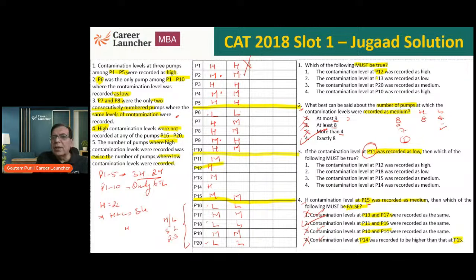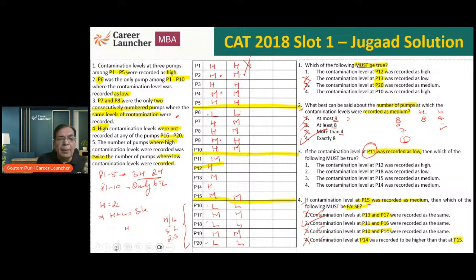Statement 2, contamination level at P3 was recorded as low. P13 is medium. That means statement 2 is wrong in one case, so it cannot be the answer. It must be true in all cases. So statement 2 gone. Statement 3. Contamination level at P20 was recorded as medium. P20 is recorded as low. What does that mean? This cannot be the answer, because it must be true in all cases. It is not true in one case.